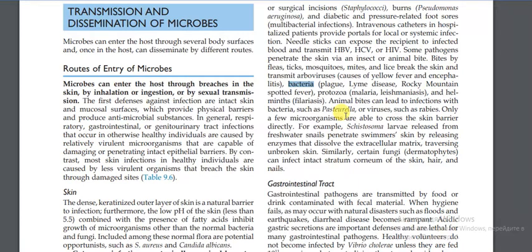Pasteurella or viruses such as rabies, only a few microorganisms are able to cross the skin barrier directly. For example, schistosoma larvae released from freshwater snails penetrate swimmers' skin by releasing enzymes that dissolve the extracellular matrix, traversing unbroken skin.